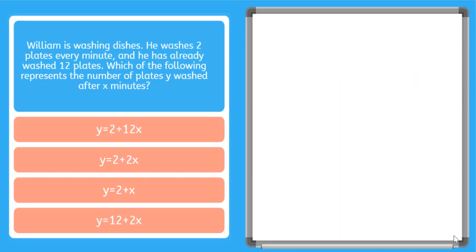All right, our next one says, William is washing dishes. He washes 2 plates every minute, and he has already washed 12 plates. Which of the following represents the number of plates y washed after x minutes? So again, for reference, we're trying to write a linear equation, which typically takes a form like that. So we're trying to find the number of plates y. So y is our number of plates after x minutes.